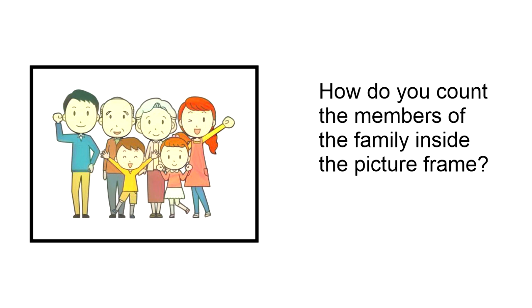So to give you a real-life example, I have here a picture frame with several family members. And let's say what will be our algorithm in counting the number of members of the family inside the picture frame. To do that in real life, maybe we just have to point at each member of the family and start counting one by one. So let's say we point at the first person, then that's 1, then 2, 3, 4, 5, 6. So that means there are actually 6 members of the family inside the picture frame.